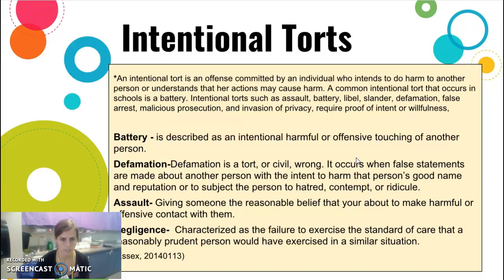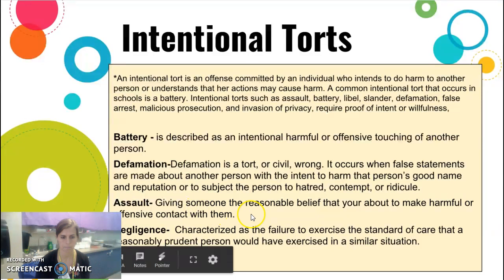An intentional tort is an offense committed by an individual who intends to do harm to another person. They also understand that their actions may cause harm. Some examples of intentional tort include battery. This is described as an intentional, harmful, or offensive touching of another person. Defamation is a tort or civil wrong. It occurs when false statements are made about another person.